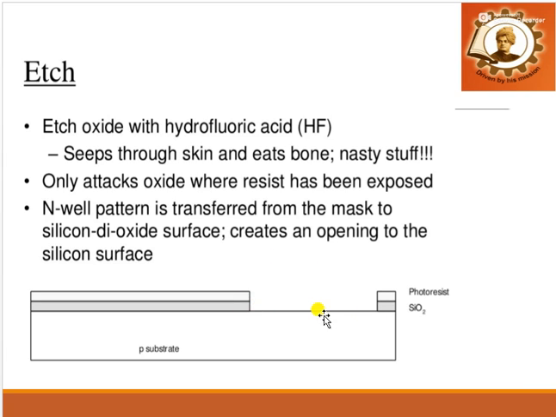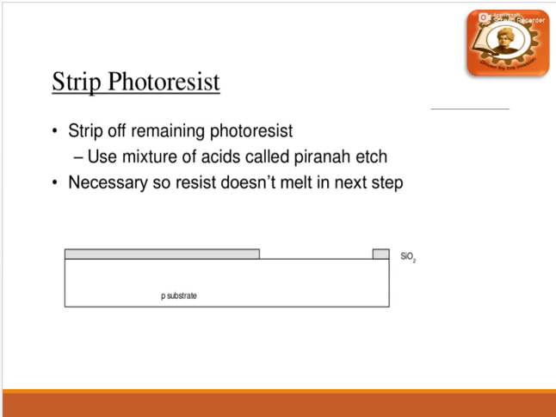Then strip off the exposed photoresist with some chemical. Then etching is basically done with hydrofluoric acid, so it only attacks the oxide where the resist has been exposed. So the N-well pattern is transferred from the mask to the silicon dioxide surface and creates an opening to the silicon surface. This is clear from this picture. Then strip off the remaining photoresist using a mixture of acid.